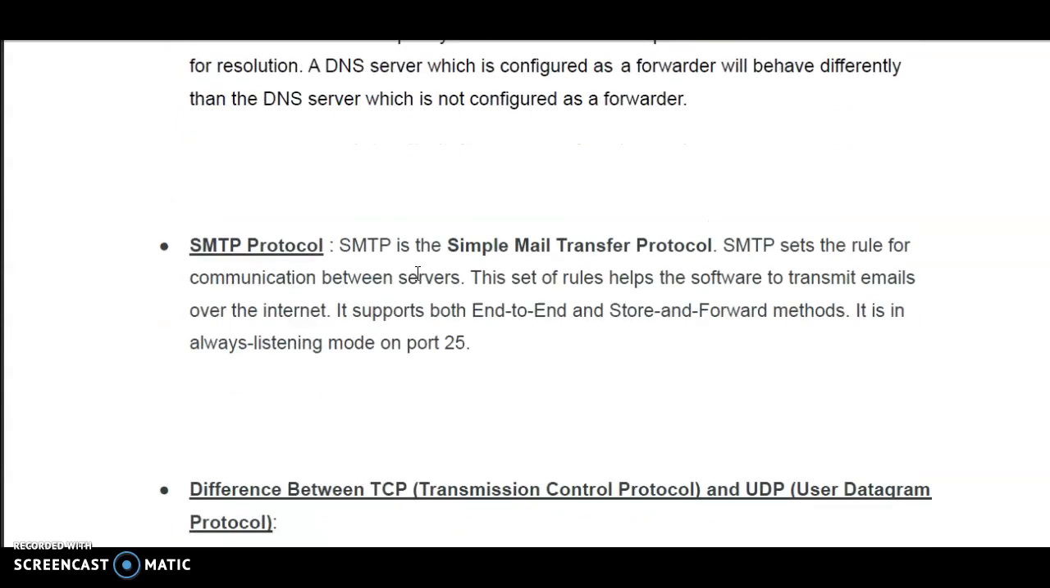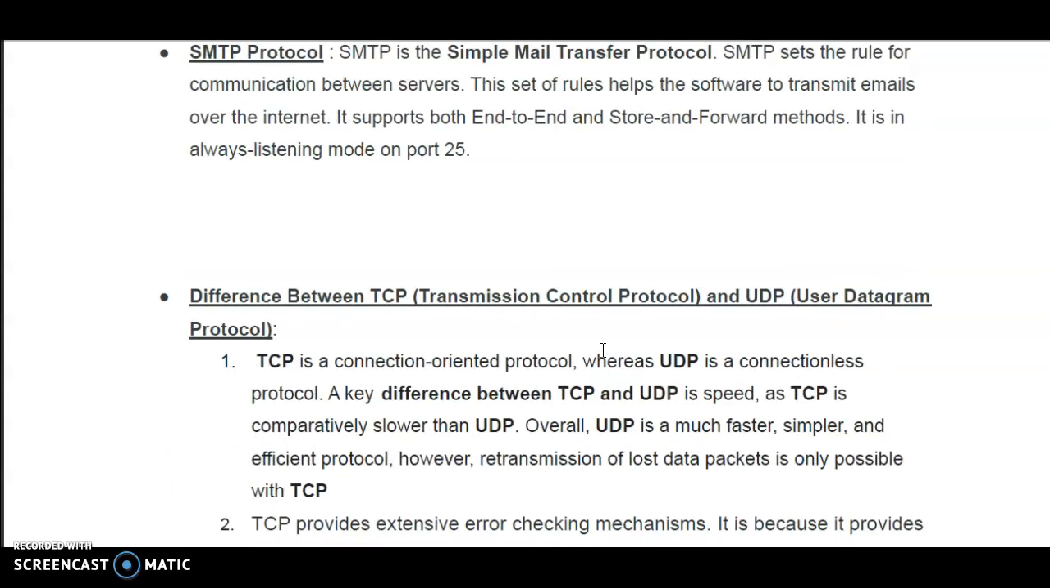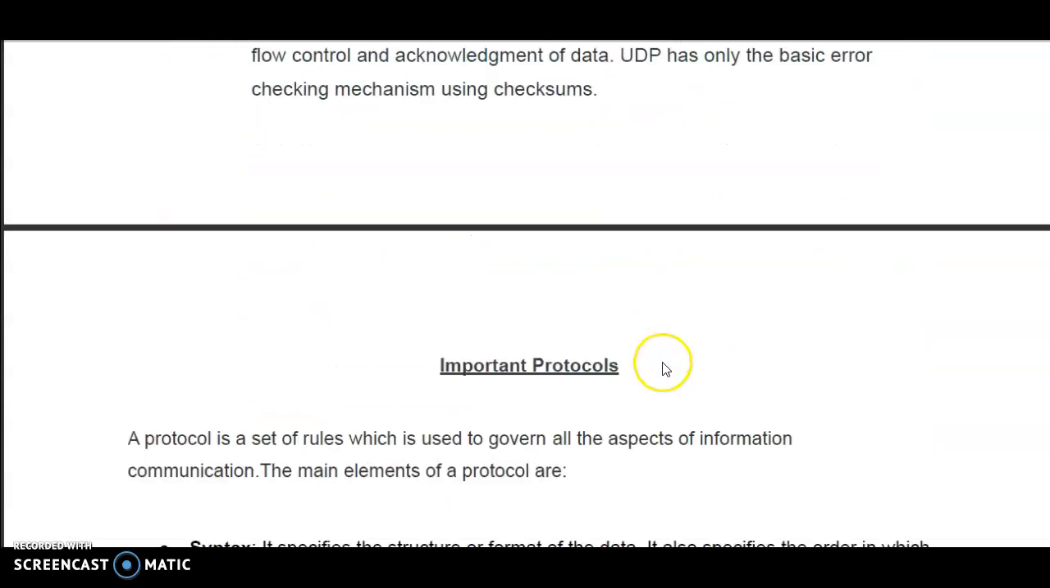Then is the SMTP protocol. SMTP is Simple Mail Transfer Protocol. It sets the rules for the communication between servers. This set of rules helps the software to transmit emails over the internet. It supports both end-to-end and store-and-forward methods. It always uses port number 25. Then is the difference between TCP and UDP.